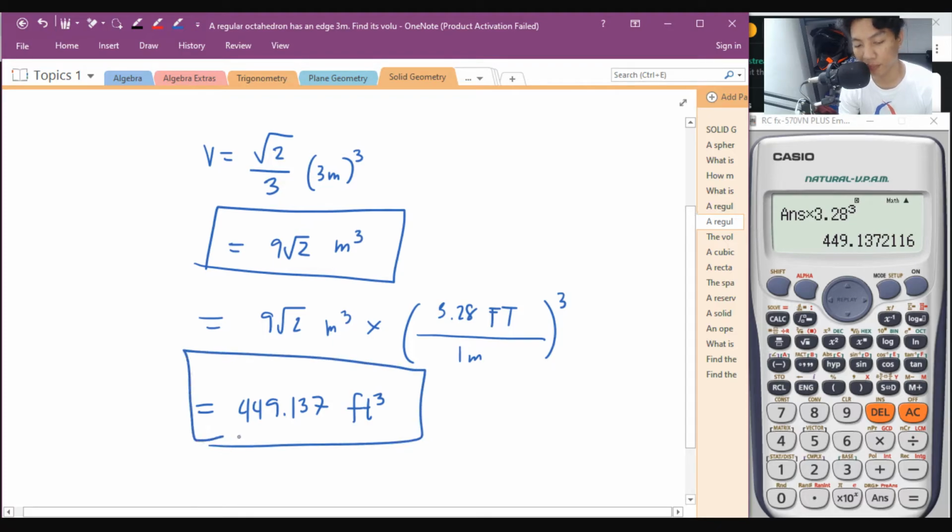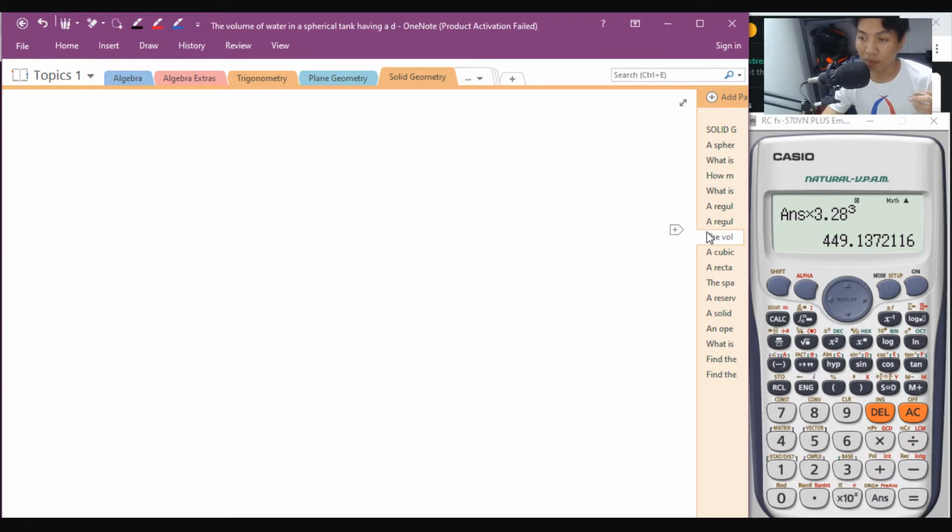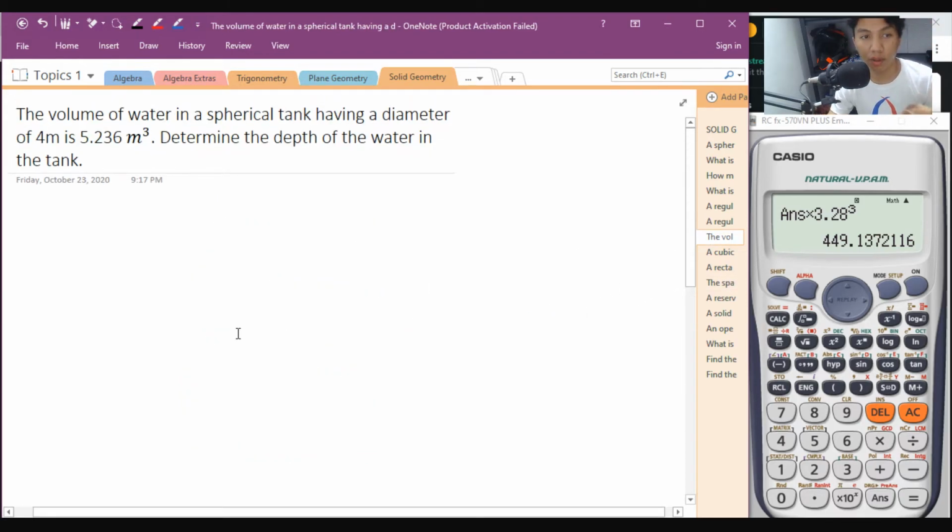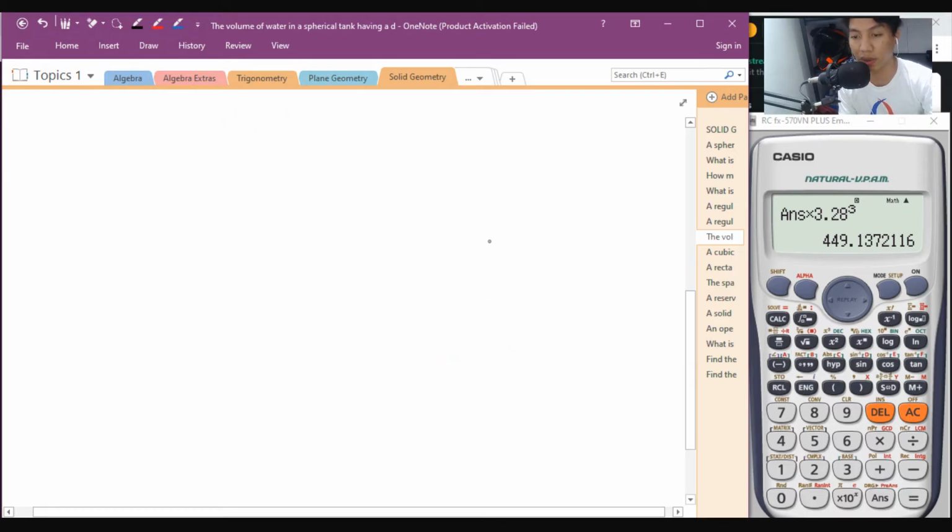Next one. The volume of water in a spherical tank having a diameter of 4 meters is 5.236 meter cube. Determine the depth of the water in the tank. Ibig sabihin, meron tayong cylinder dyan. Palagay natin, okay? Cylinder natin. Pagpasensya nyo na yung drawing ko. Medyo madulas kasi itong tablet ko.